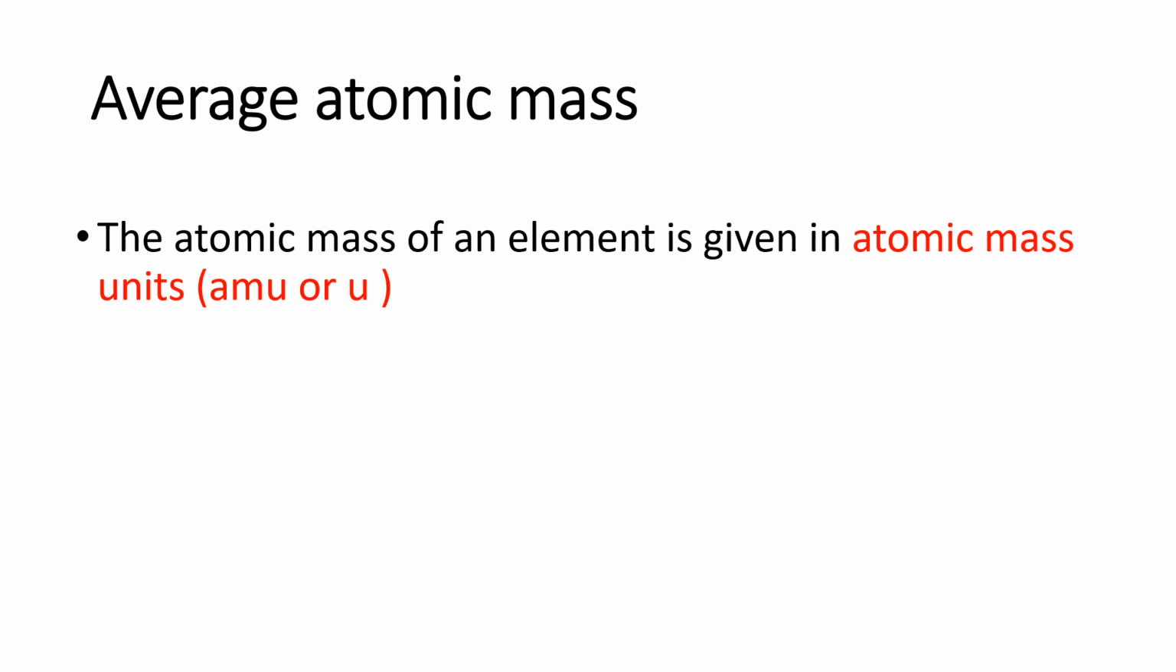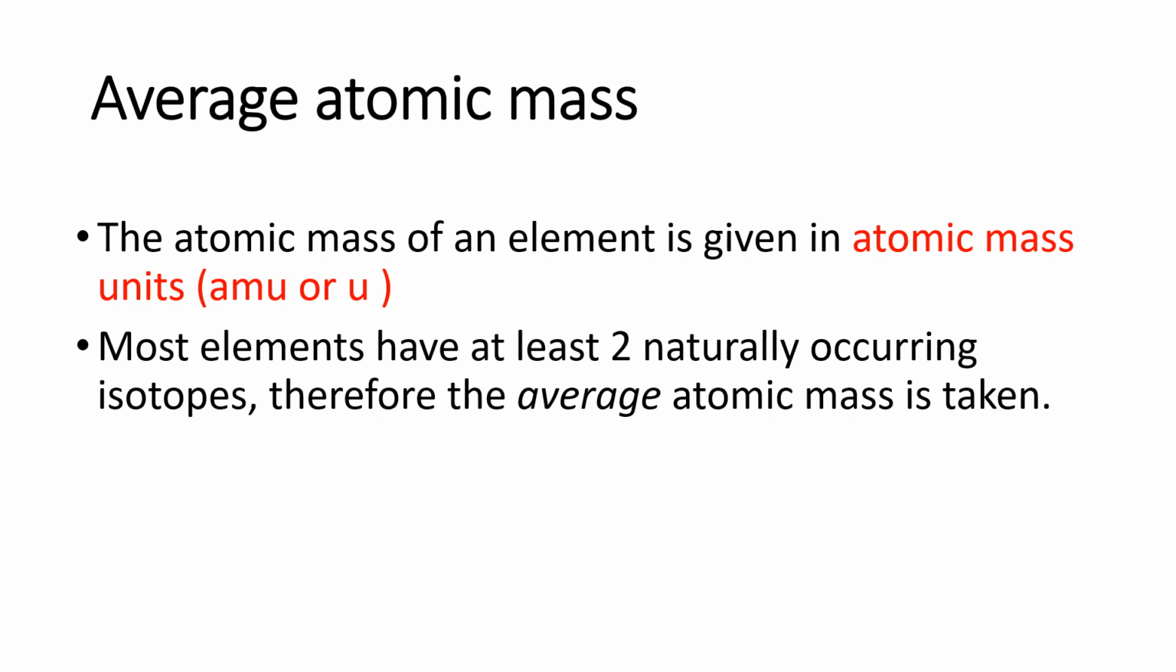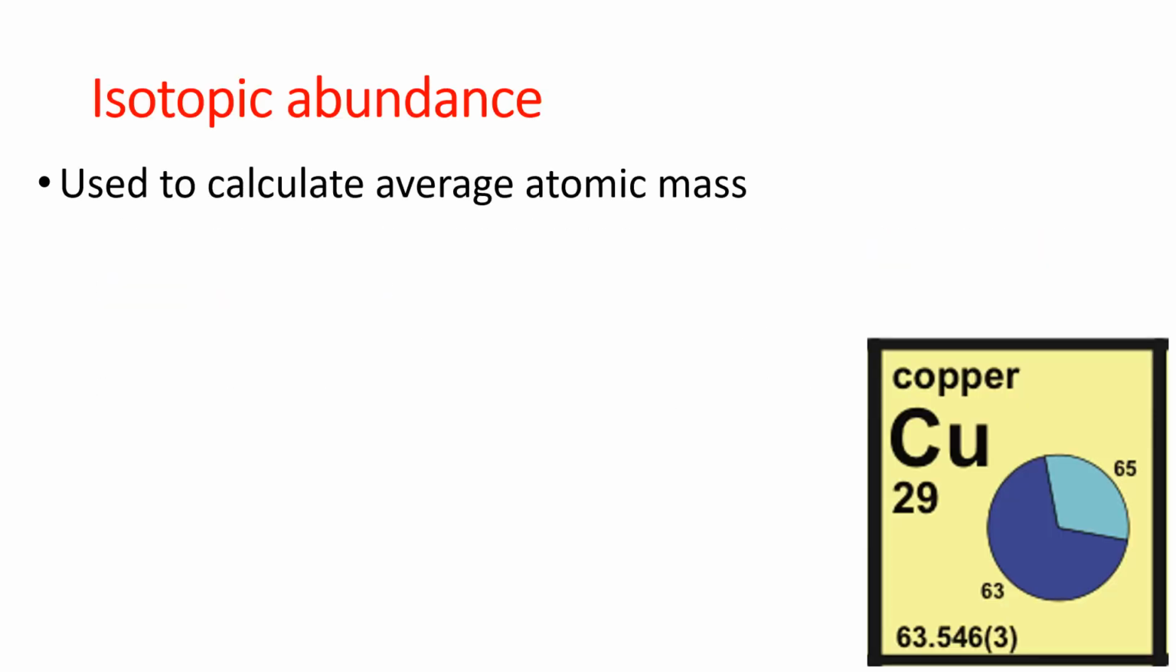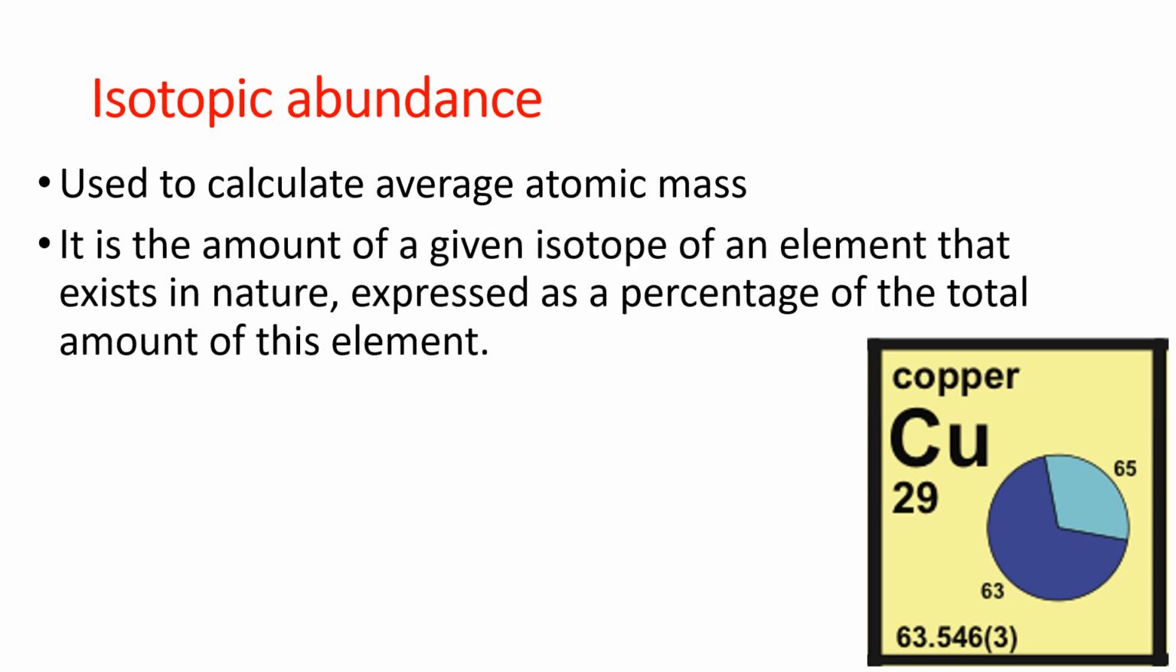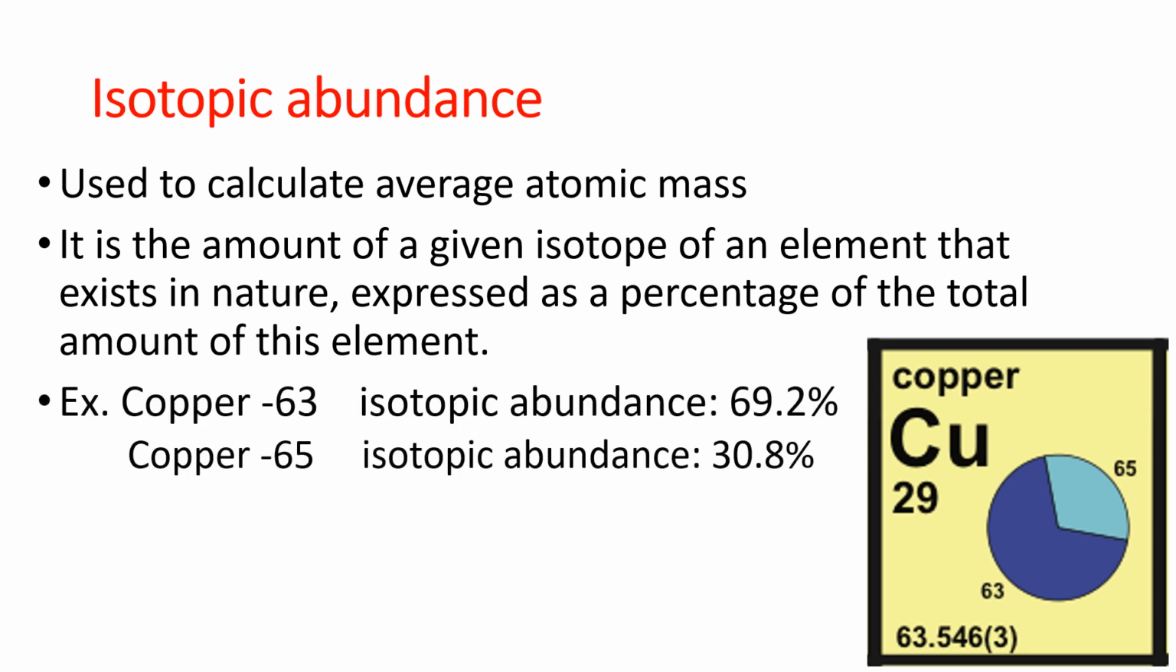The atomic mass of an element is given in atomic mass units, AMU or u. Most elements have at least 2 naturally occurring isotopes, therefore the average atomic mass is taken. So isotopic abundance is used to calculate average atomic mass. It's the amount of a given isotope of an element that exists in nature, expressed as a percentage of the total amount of this element. For example, for copper 63, the isotopic abundance would be 69.2%, and for copper 65, the isotopic abundance would be 30.8%.